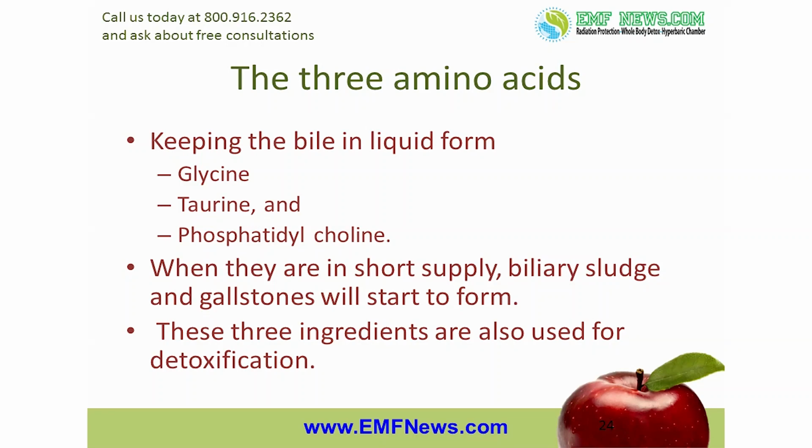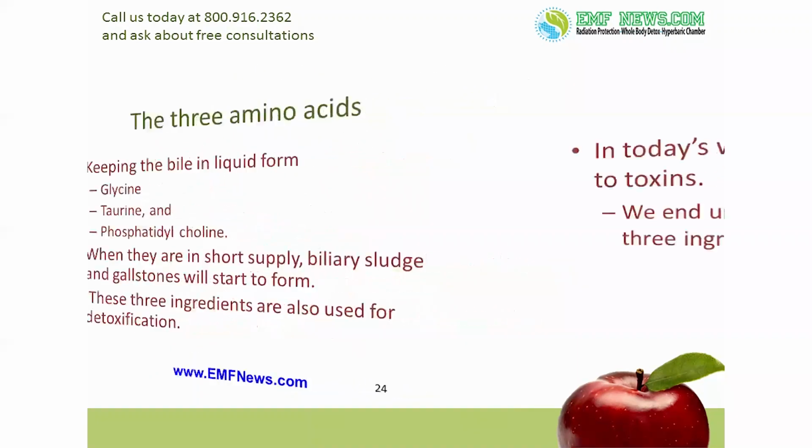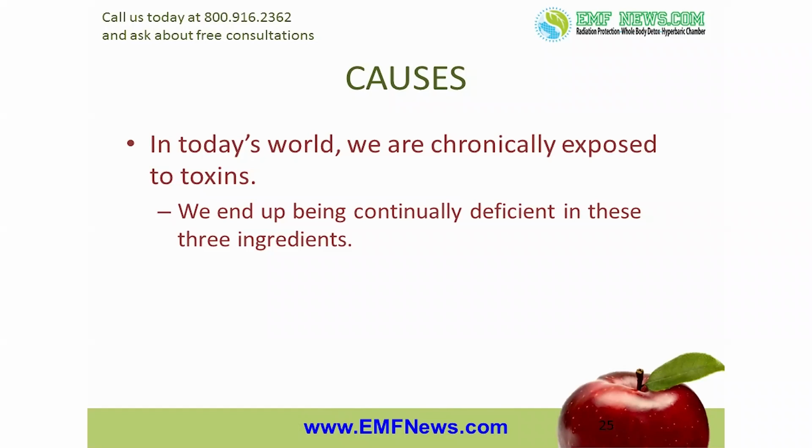The problem is that in addition to keeping the bile healthy, these 3 ingredients are also used for detoxification. Glycine and taurine are involved in a detoxification process called peptide conjugation, and phosphatidyl choline is used in a detoxification process called methylation. Now, if we were only exposed to toxins once in a while, it wouldn't be a problem. But in today's world, we are chronically exposed to toxins. As a result, we end up being continually deficient in these 3 ingredients.